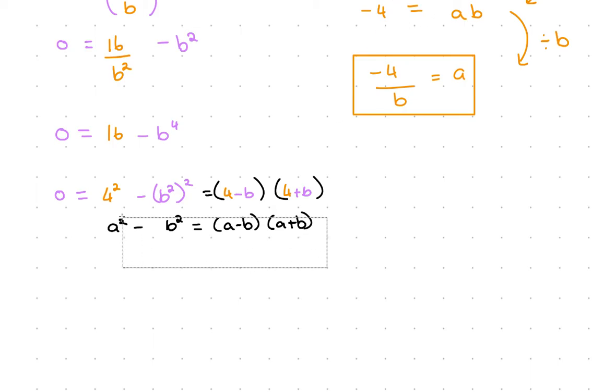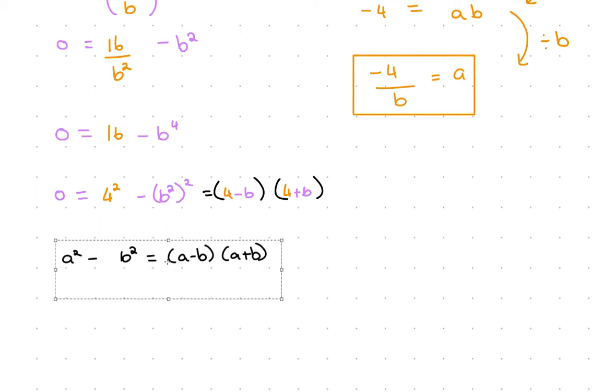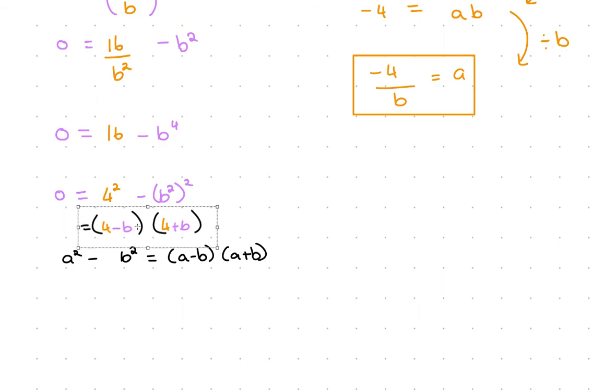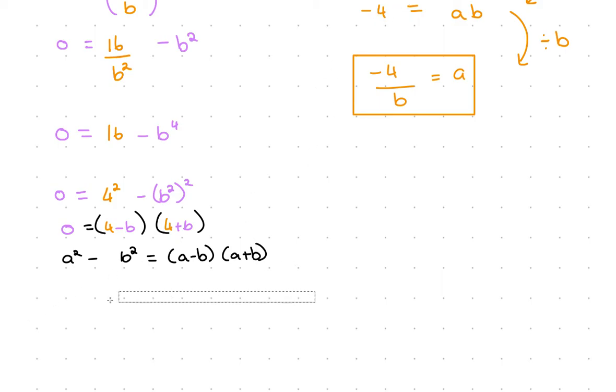So I'm just going to move this down a bit here. That's what we've just broken it down into, using the difference of two squares formula. And that again is equal to 0. Okay, so at this stage, I'm going to delete this now. So we should see where that comes from, the difference of two squares.